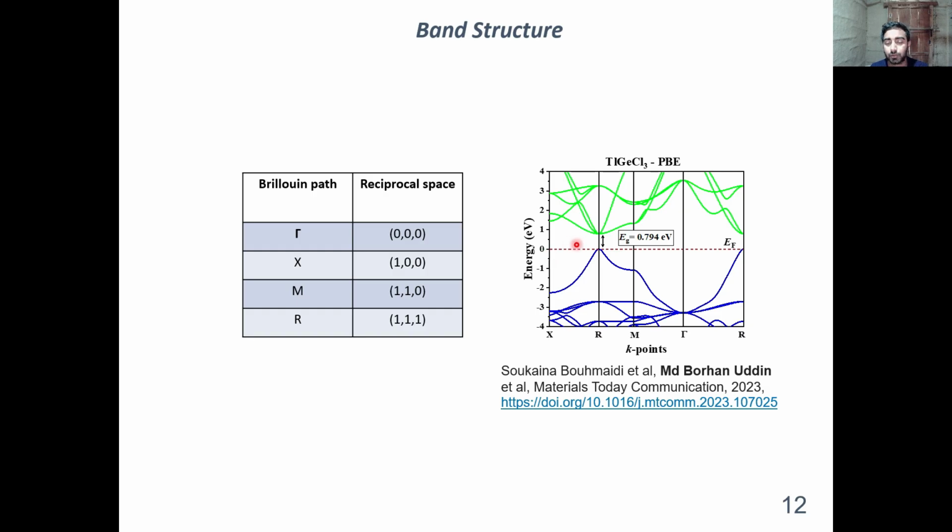One more thing I need to explain: if the valence band is near the Fermi level, we can consider it a p-type material, and if the conduction band is near the Fermi level, we can consider it an n-type material. So in our case, thallium germanium chloride 3 is a p-type material. We calculated it with the Perdew-Burke-Ernzerhof functional, so this is PBE with the generalized gradient approximation, GGA-PBE. Okay, so this is our band structure.